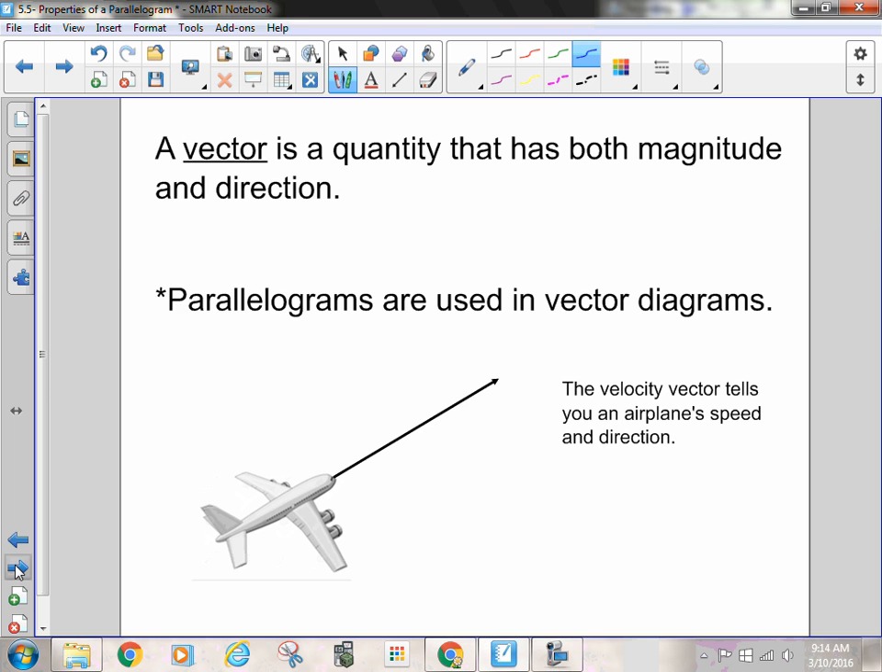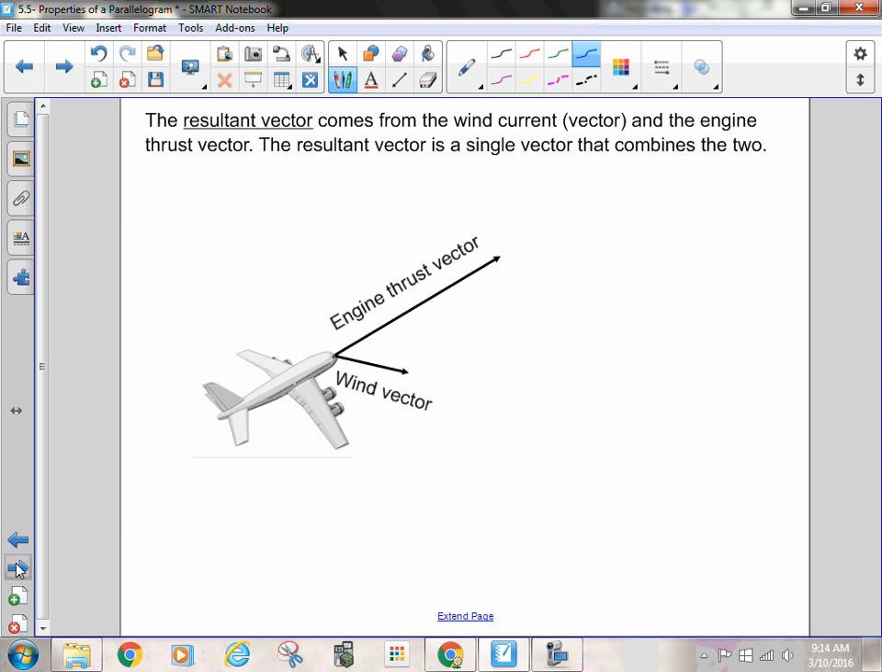Okay, so in this next example, we have both an engine thrust vector and then they also have to calculate the wind vector. So my engine thrust vector is going one direction and speed. My wind vector is going to come in and I need to add that in, and then I can use a parallelogram to help me determine what direction my plane is actually going to go. My resultant vector comes from my wind current vector and the engine thrust vector. The resultant vector is a single vector that will combine the two, and that's combining them using a parallelogram.